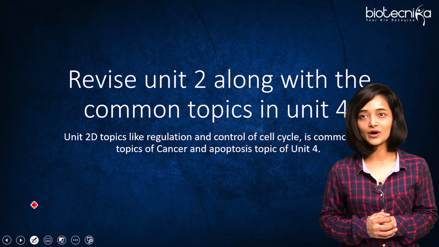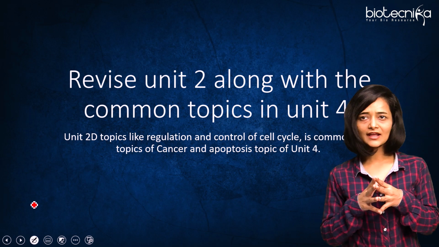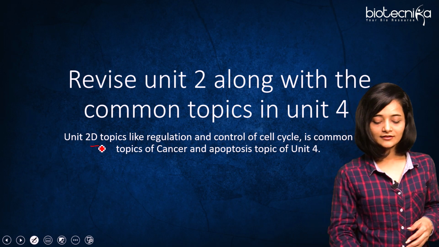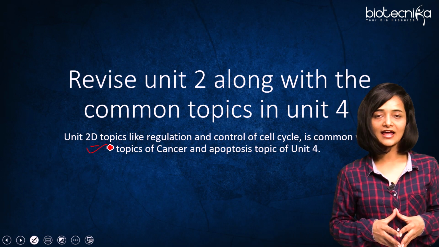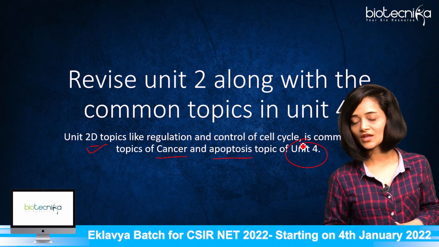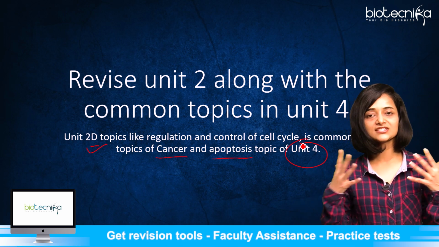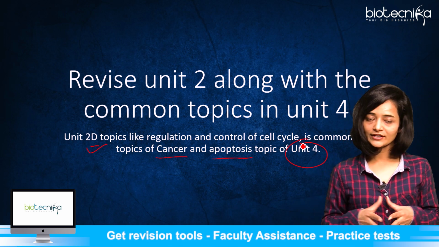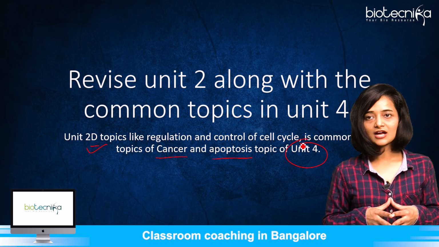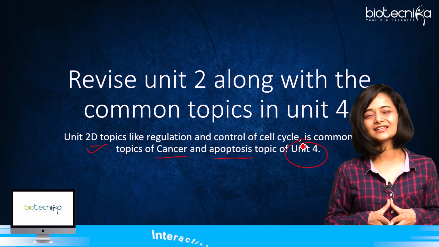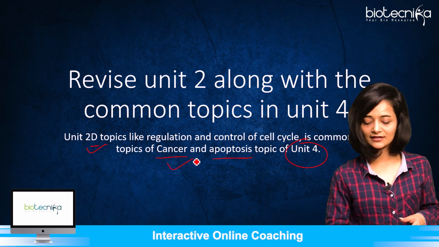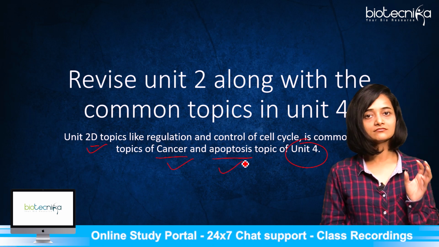Then comes revising Unit 2 along with the common topics in Unit 4. As we know, subunit D of the Unit 2 syllabus deals with cell cycle and regulation, and this topic is related to the cancer and apoptosis topic of Unit 4. So you can study both of these topics together. It will save your time, and the questions that come in Part C of the CSIR NET exam from the cell cycle regulation topic are combined with cancer biology and apoptosis. So both of these topics should be studied simultaneously.